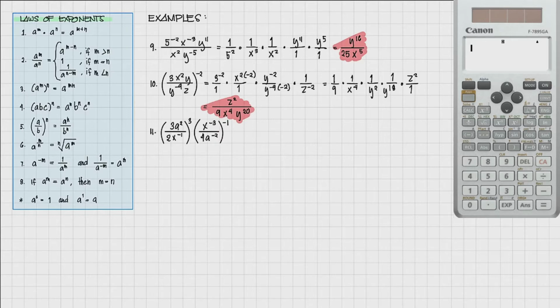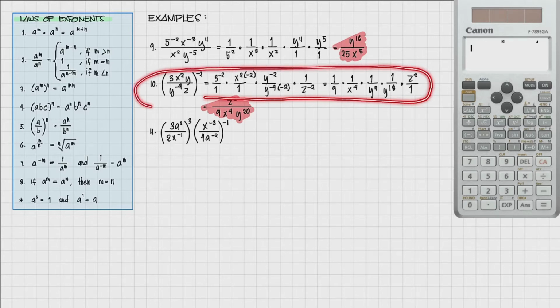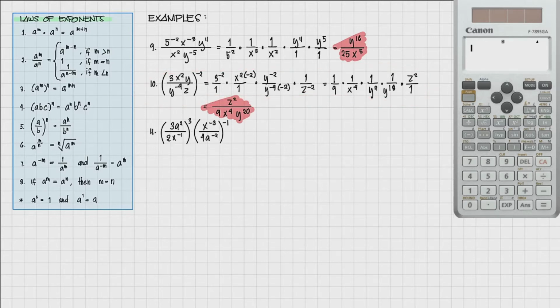So you don't really need to be as detailed as this one when you're solving this problem. I'm just showing it to you so that you could easily understand the concept. But this is very basic mathematics, and I know that you could easily solve this without going into this type of detail. So yeah, anyway, let's approach example number 11. So what I'm going to do is I will distribute this first to the variables inside our term. But first, simplify this first.